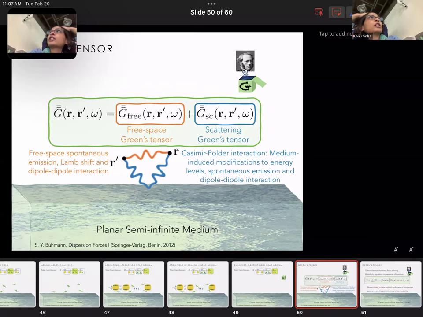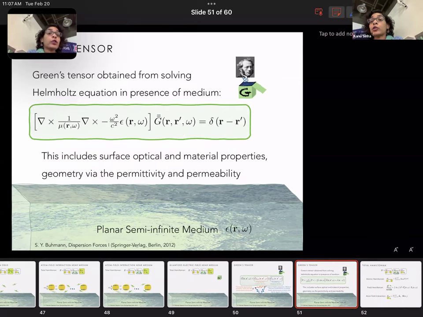So this Green's function comes as a solution to the Helmholtz equation. If you write the Maxwell's equations in the presence of these boundaries, you can arrive at the corresponding Helmholtz equation, which encodes whatever the space-dependent permittivities and permeabilities are. And the solution to this equation tells you how a photonic excitation would go from point R to point R prime, from, let's say, a source to a certain point where you're making observations in this scenario, having knowledge of the boundary conditions.